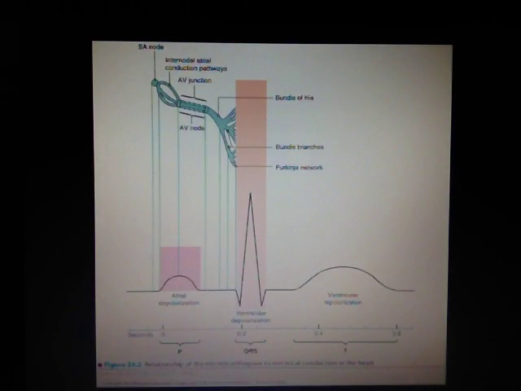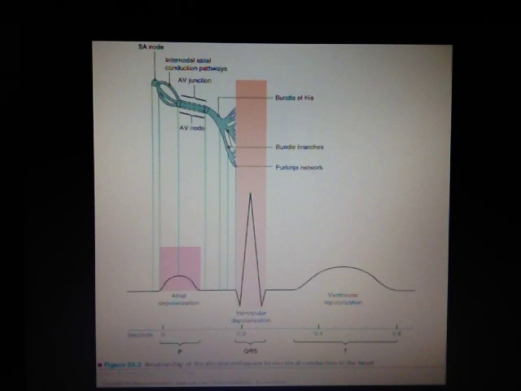So we'll go through this. This is a relationship between the electrocardiogram and the electrical conduction through the heart. The SA node is the pacemaker of the heart. The electrical impulse travels from the SA node down through the AV node, through the bundle of His, and down to the Purkinje fibers, which in turn allows the heart to pump.